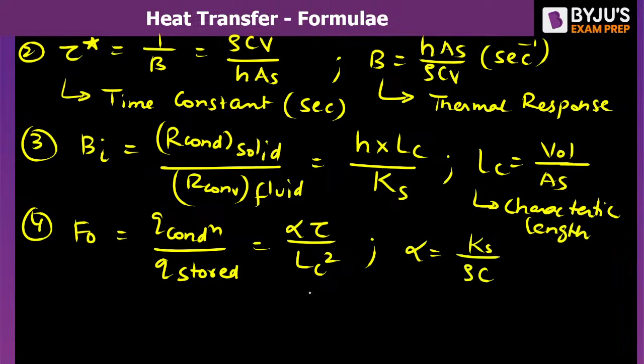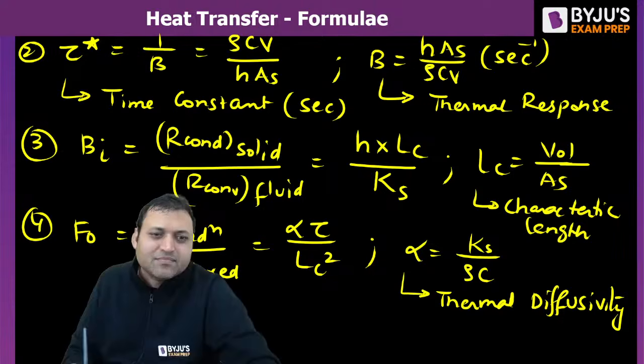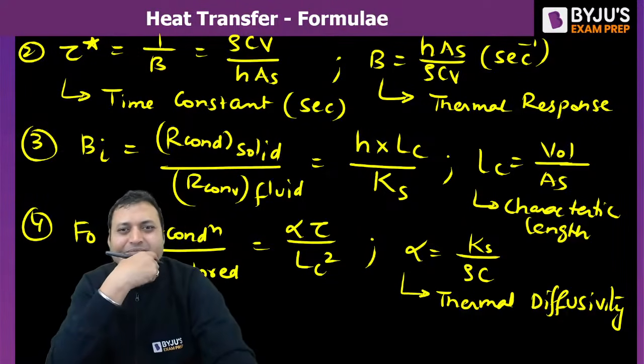Alpha tau by Lc squared, where alpha is equal to k by rho C, k of the solid. Alpha is called the thermal diffusivity of the system. That is the property. Do you know the unit of alpha? What is the unit of alpha?